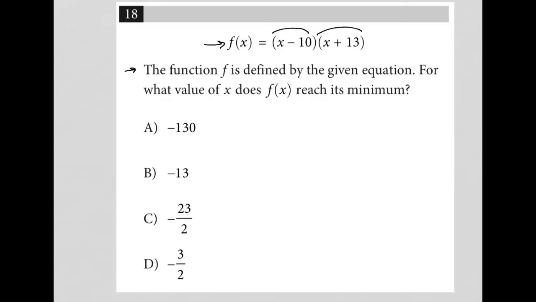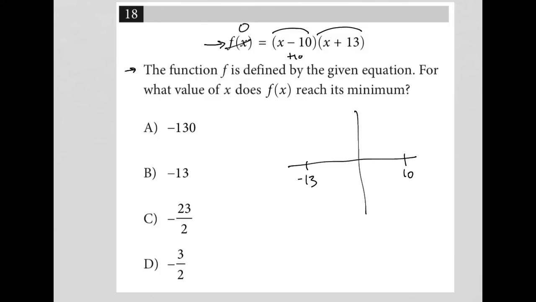So what do we know about this? Well, I know that if I were to graph this, I'd have x-intercepts here at 10 and at negative 13. So those would be my x-intercepts. How do I know that? It's because, well, when you have an x-intercept, your y value is 0.